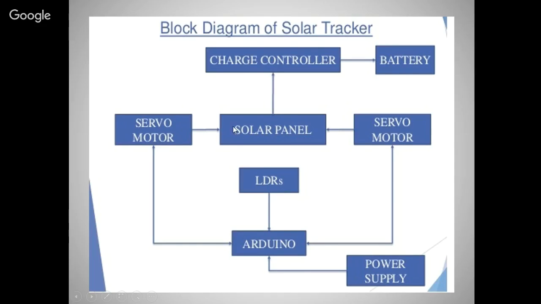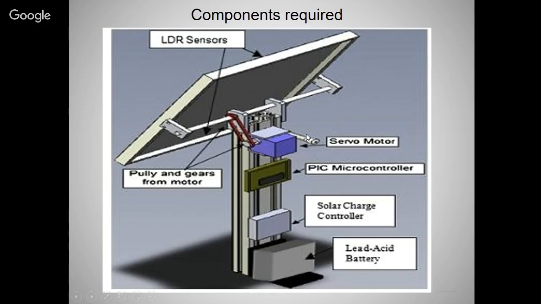But we are focusing on the movement part and the controlling part. You can save the voltage, but I want to show you that we can control the solar panel according to the light conditions. This is the main point. The components required include LDR sensors. I will show you the LDR sensors on the hardware part, one by one. Then the servo motors.